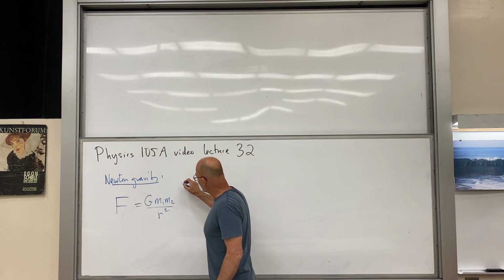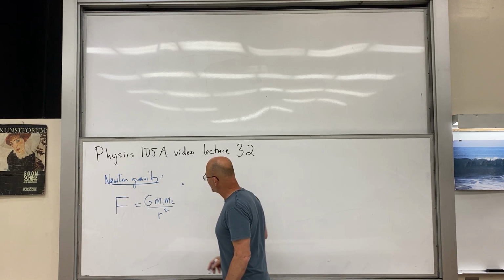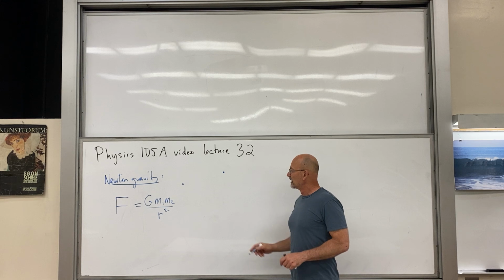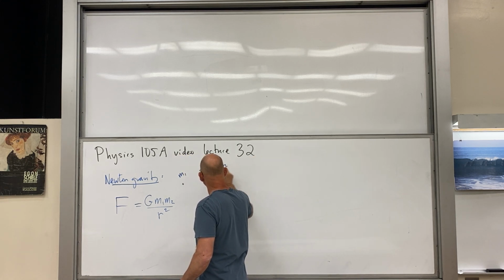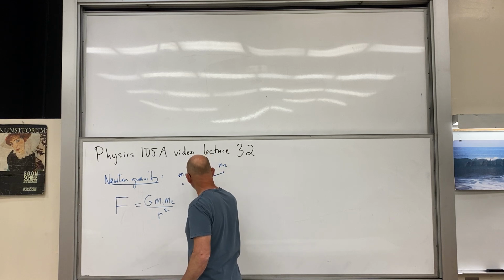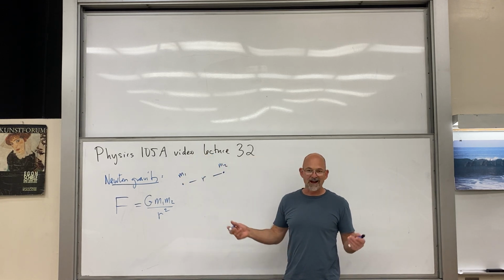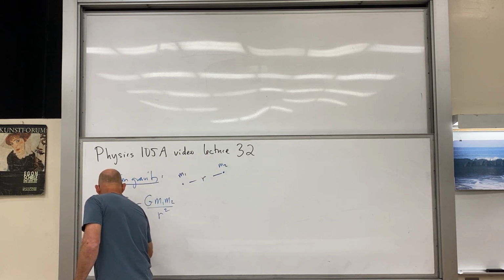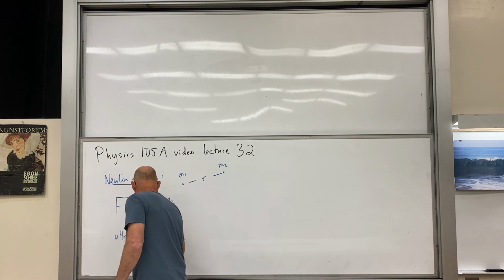Newton generalized this for two arbitrary point masses. The sun and the earth are by no means point masses, but here M1 and M2 are separated by distance R, so we say it's a central force, and it's an attractive central force. So this here is the magnitude, and I'll just write attractive central force.